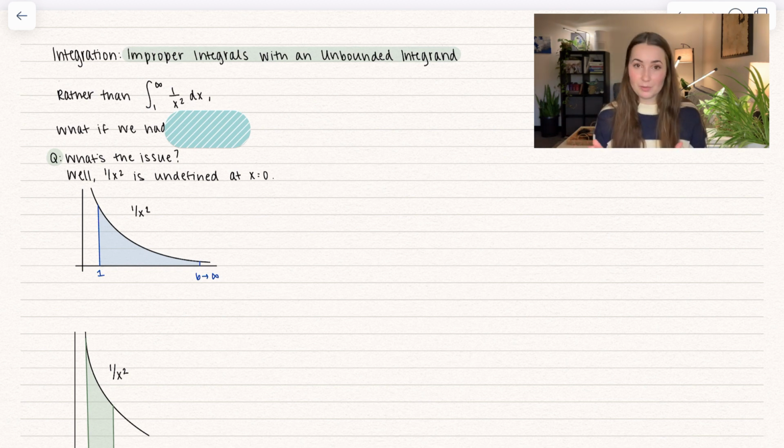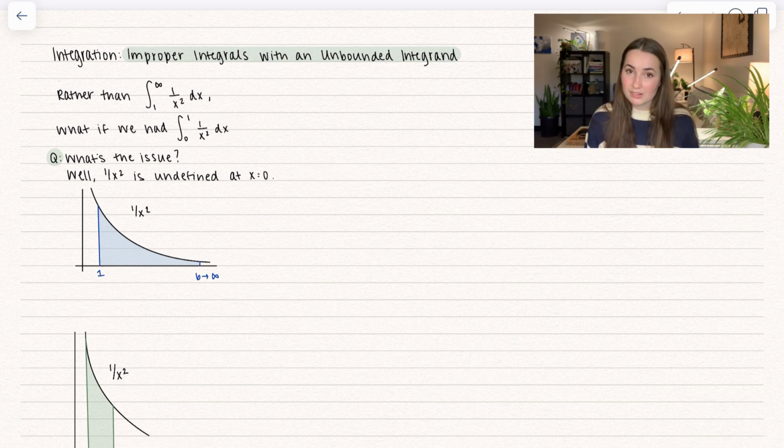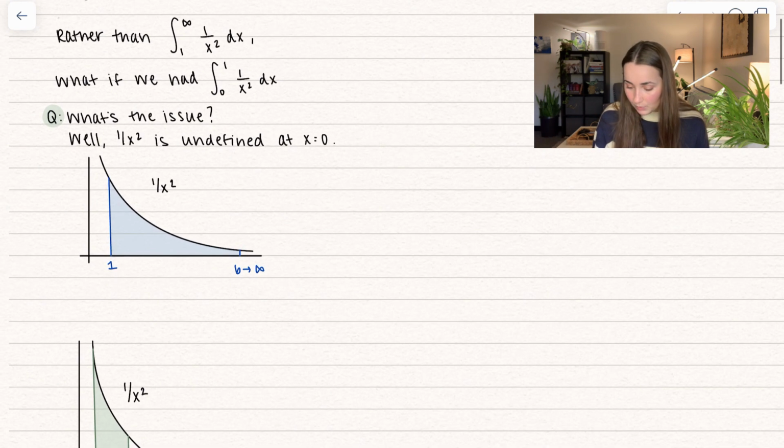But there are other ways that we can have improper integrals, and that has to do with, well, what if I change the integrand right here? So instead of from 1 to infinity, I have from 0 to 1. One of those bounds is an issue, and it's 0 because you can't plug 0 into 1 over x squared. That's undefined. So this is where we have an unbounded integrand, and here we're going to look at what's the issue. So we have that 1 over x squared is undefined at x equals 0.